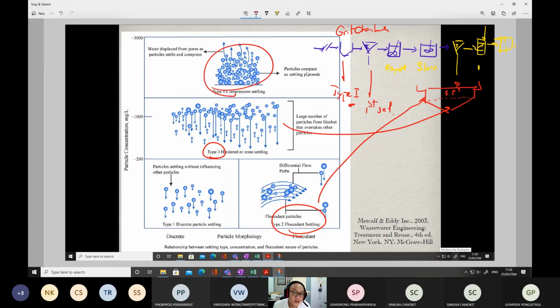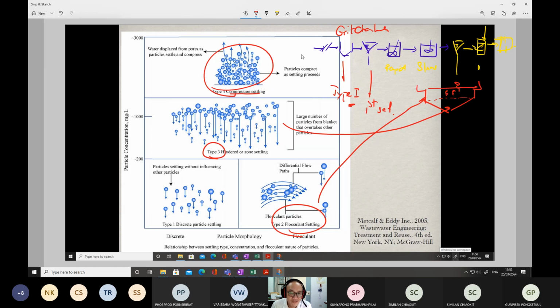But for the last one, the concentration of the particles is quite high. Most of the particles get compacted, so they just settle to the bottom all together. And then water is squeezed out, just like when we squeeze clothes after laundering, the water tries to escape from the particles. So this kind of settling is normally called compression settling.